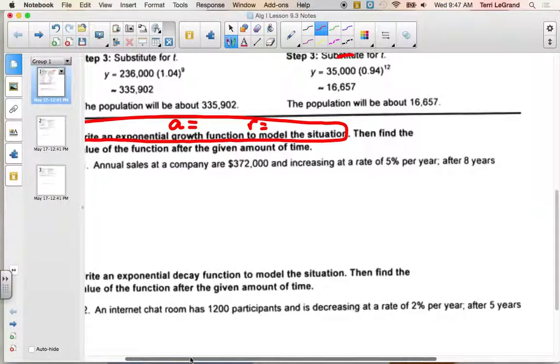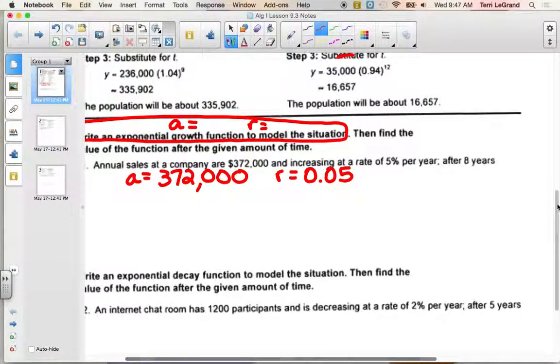What is our a value? 372,000. Okay, so let's just write that down here in our notes so that we have: A is 372,000, what it starts at. R is 5%, which is 0.05, right?